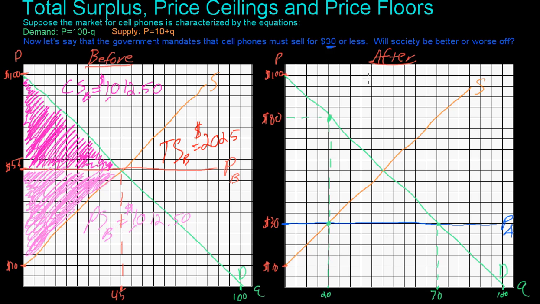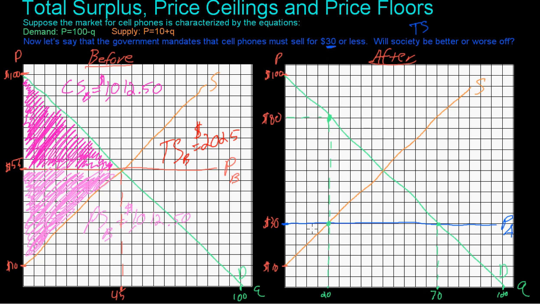Okay, so now we want to know, will society be better or worse off? And when we ask that, we know that we're talking about total surplus, because it's not just asking, are consumers better off or are producers better off, but is the entire society better off? So to start off with, we just need to find equilibrium price and equilibrium quantity.